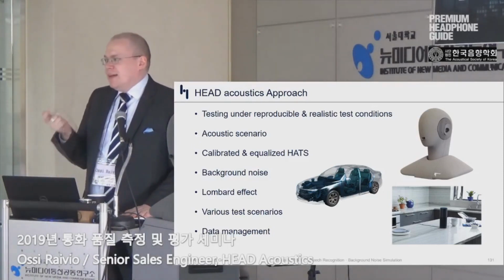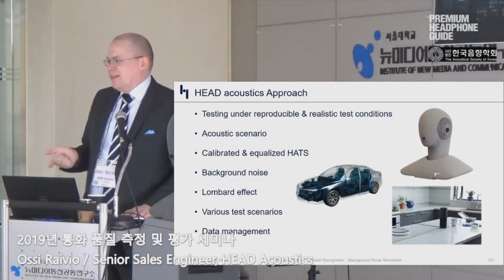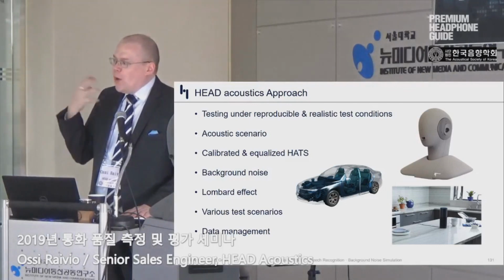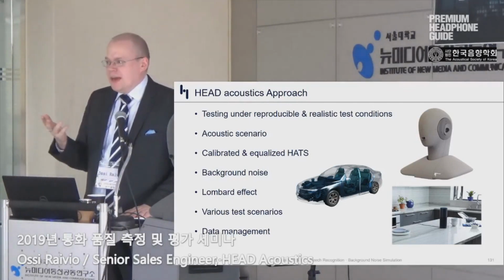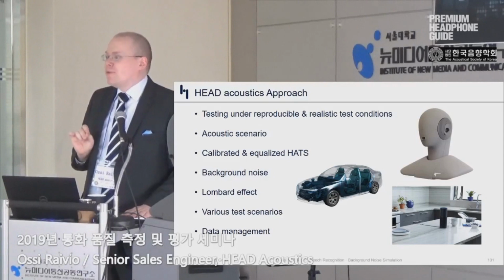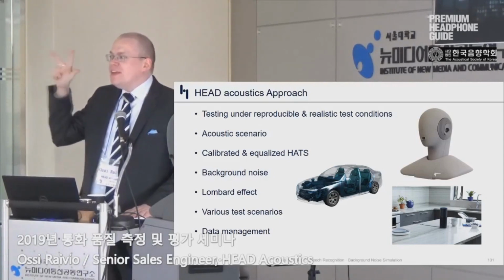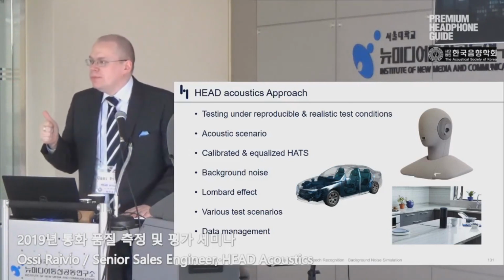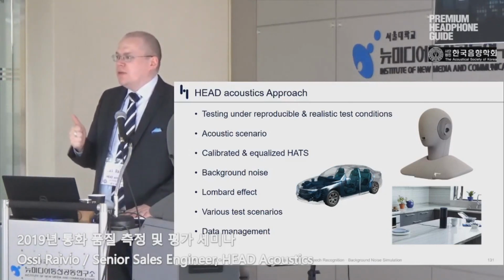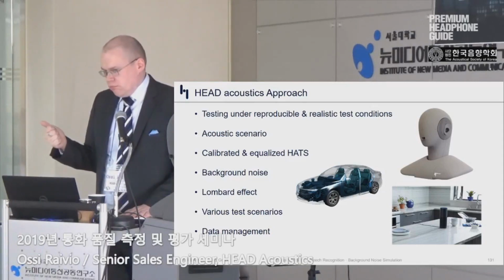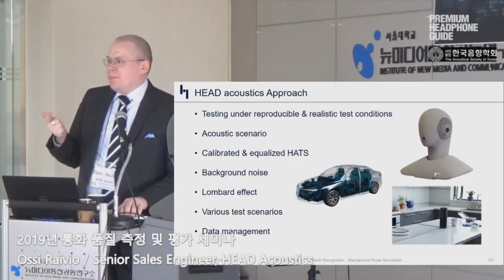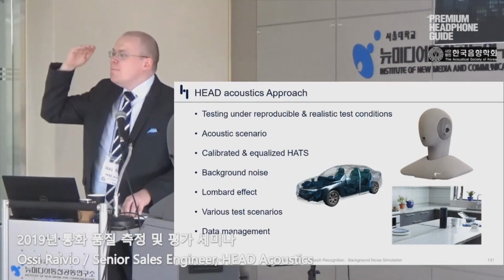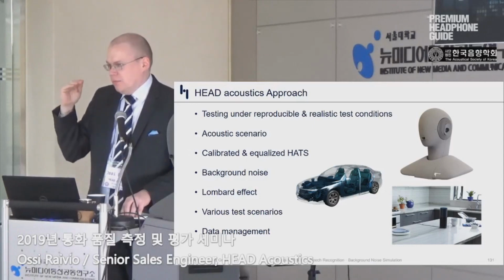Lombard effect is a very interesting aspect in speech recognition. Lombard effect means that when we are talking in a noisy environment, we talk differently. And there are three things which change. First of all, volume. If you are in a noisy environment, you talk louder. The second thing that happens is you switch to a higher register. Basically, the pitch of your voice is higher.